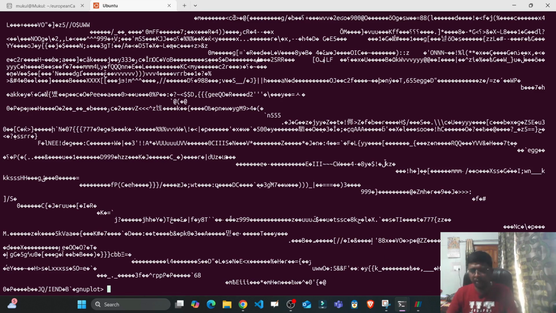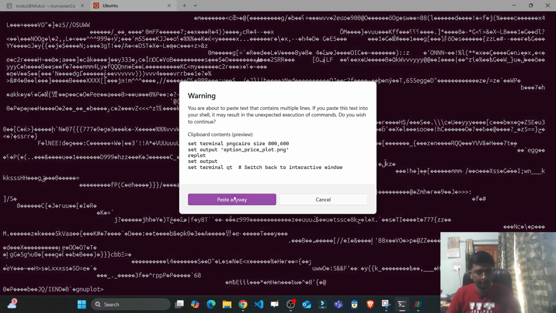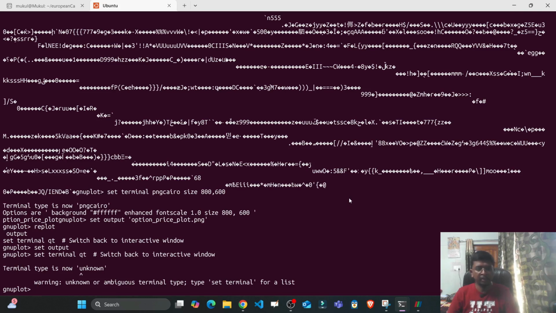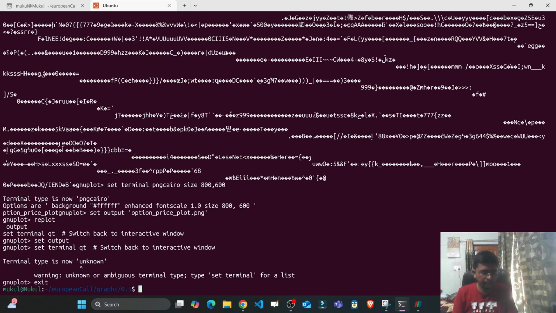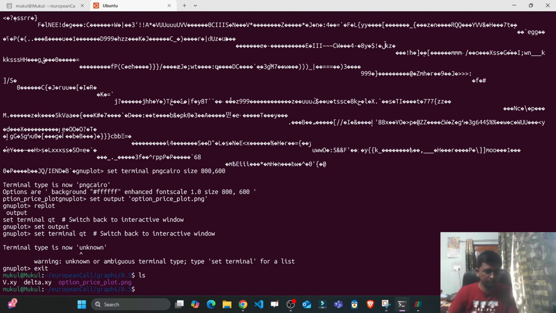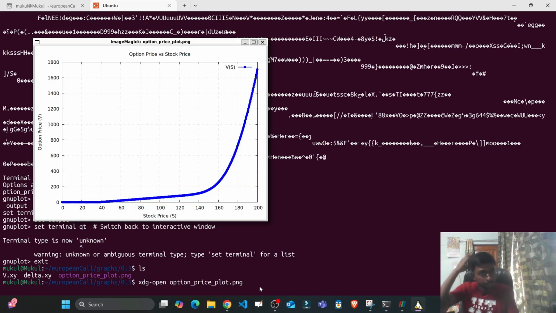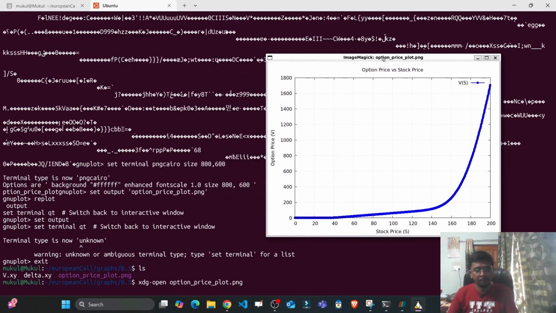Okay, it has plotted. Now to save it as an image file, we have to give this series of commands, one by one. So I'll just paste it, and it must have saved. So I'll just write exit, press ls. You can see one file is there. Now to view that you have to give this command: xdg-open space the name of the file. Okay, press enter. So now you have got this one.